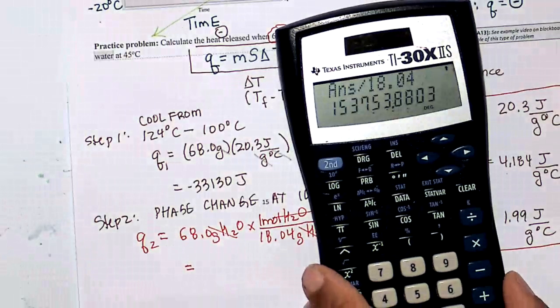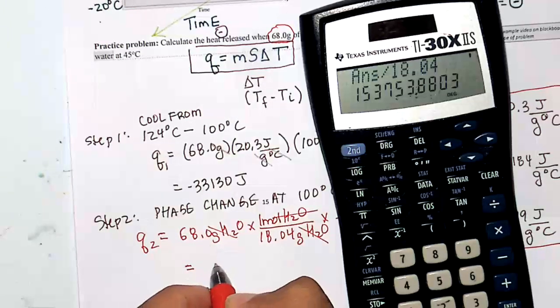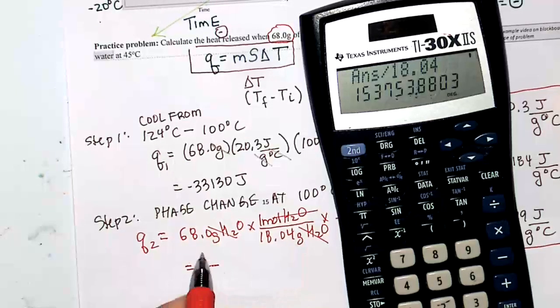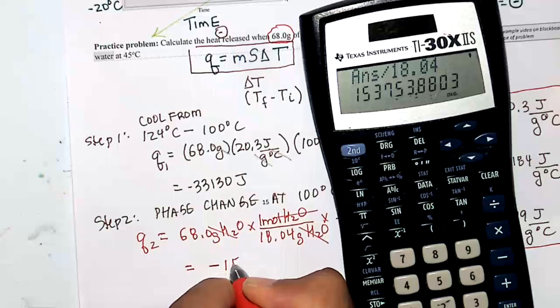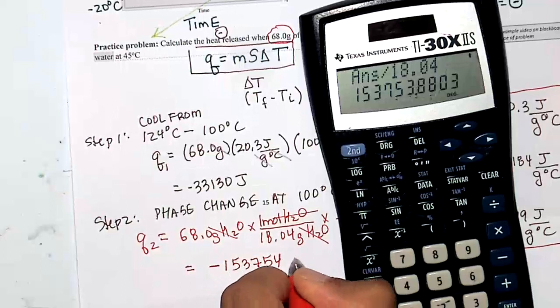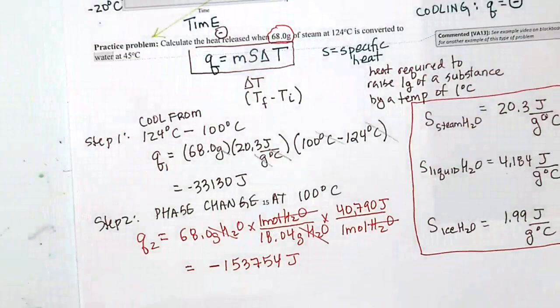What do you guys get? I'm getting about, so this could be a mistake, we're still cooling, so what is the sign going to be, positive or negative? Negative, so don't forget the negative, because we're cooling. If we were heating, what would the sign be? Positive, but we're cooling, so the heat's going to the outside. So minus 153,754, something like that, joules.